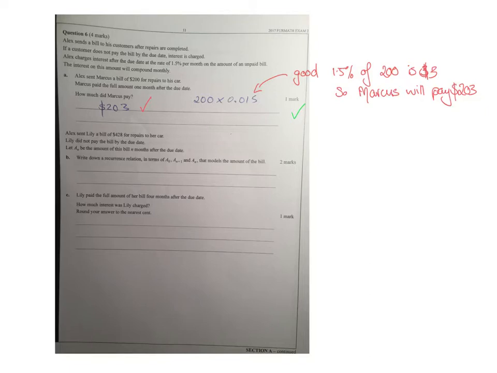So with this next one, Alex sent Lily a bill of 428 to repair the cars. Lily did not pay her bill on the due date. Let A_n be the amount of the bill n months after the due date. So just be careful. Up here, they gave you the interest rate in months, so we don't have to convert that, because they want the formula in months.